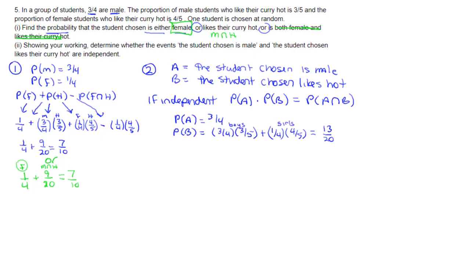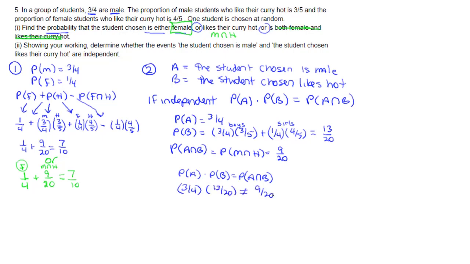Now what I've got to do then is take a look at the probability that they are a male and like it hot. And that probability is 9/20. And so when I multiply these together, the question is, will I actually get 9/20? And in this case, you can see that we don't. So these events are not independent.